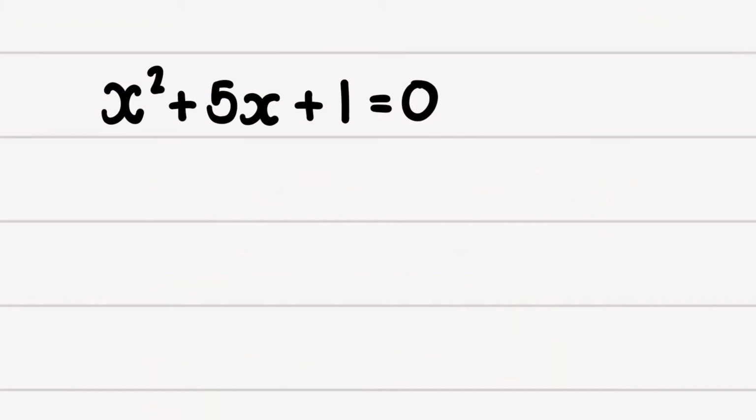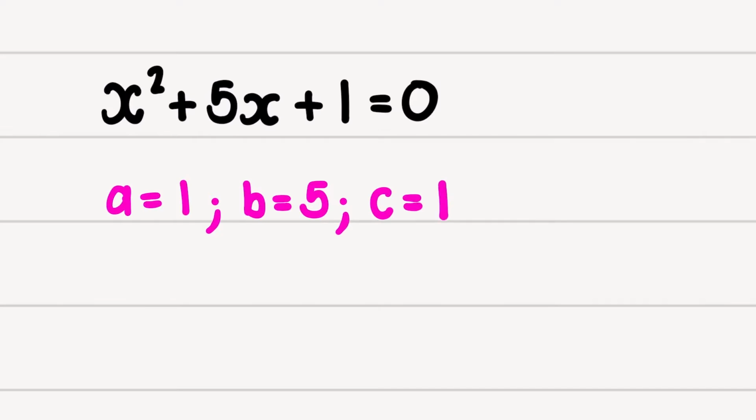If we look at this example, before we use the quadratic formula we are going to list our a, b, and c value. So our a value is the coefficient of the x squared, which in this case is 1. Our b value is the coefficient of the x, which in this case is 5. And our c value is our constant term, which in this case is 1.